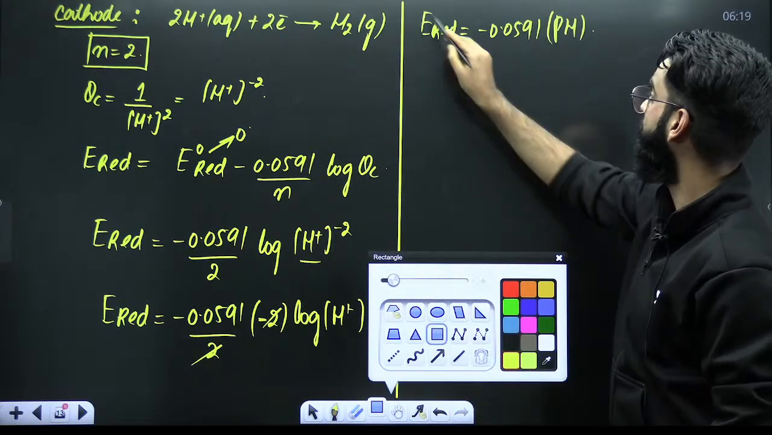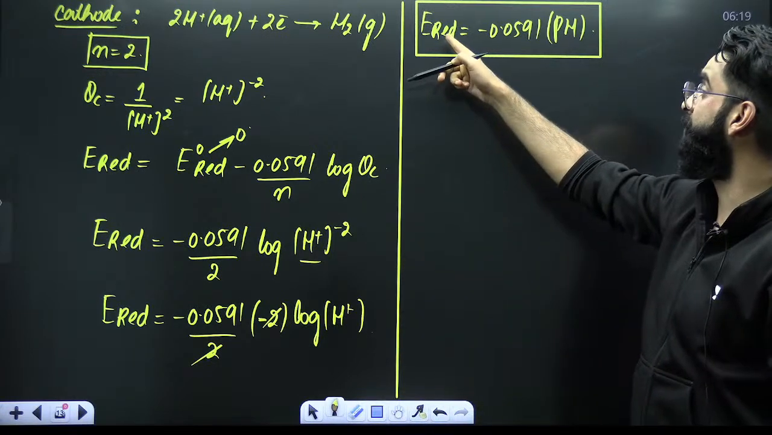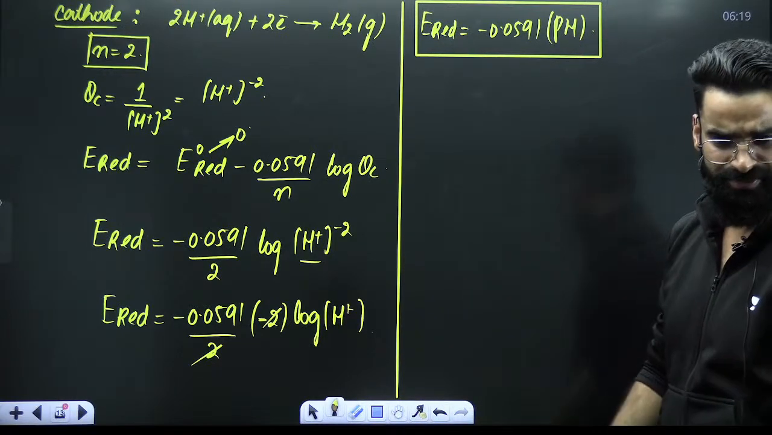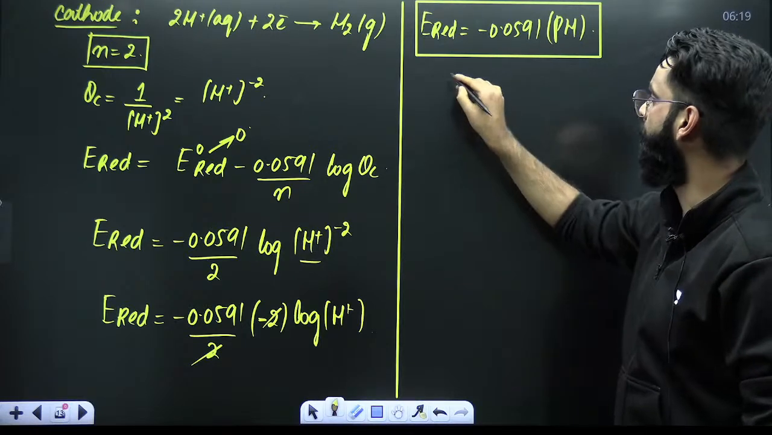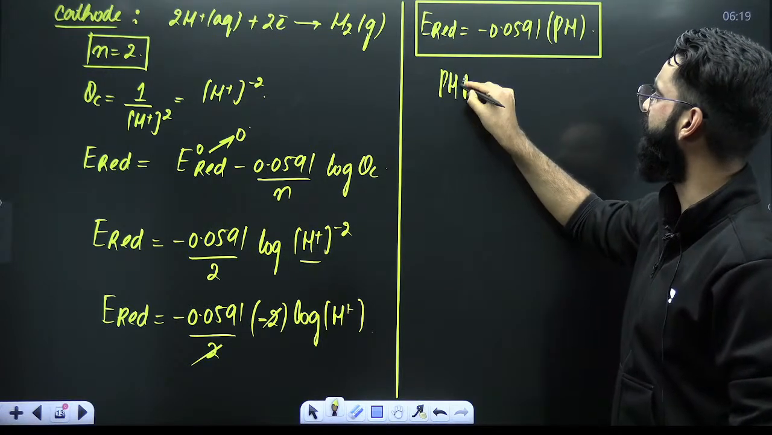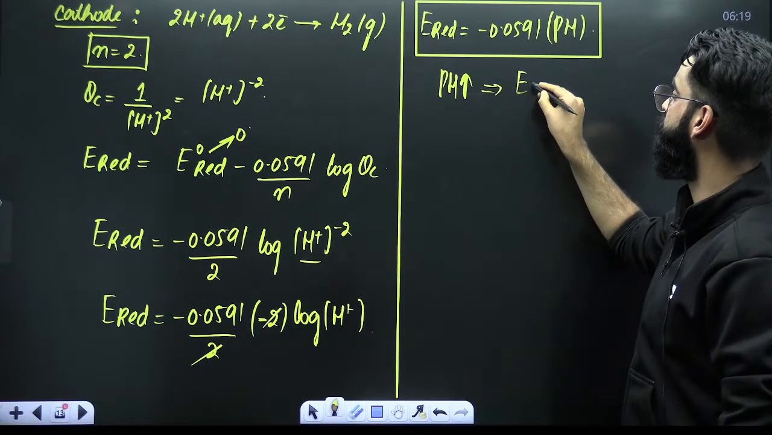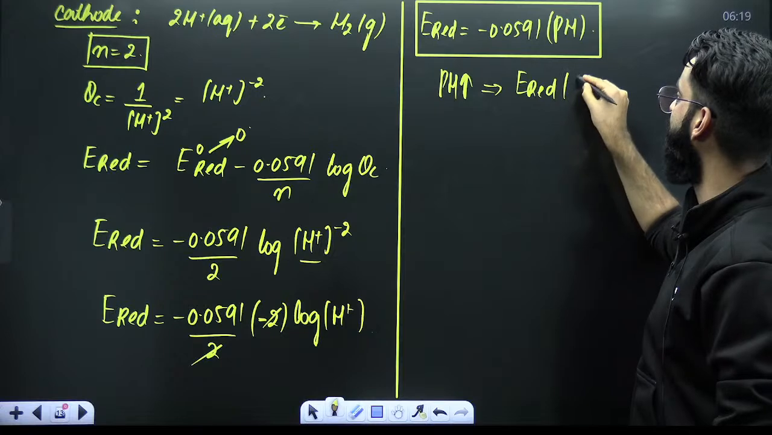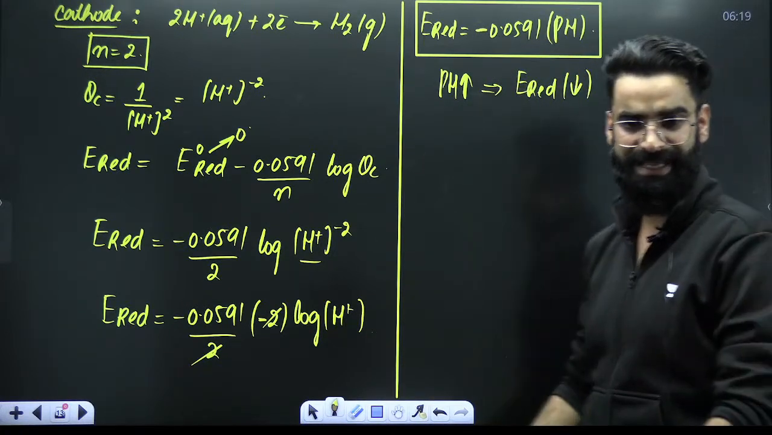So I got one more important result over here. The reduction potential of the hydrogen electrode, does it depend on pH? Yes, it does depend upon the pH. And you got to know, on increasing the pH of the solution, the reduction potential of the hydrogen electrode will decrease because the sign here is minus.